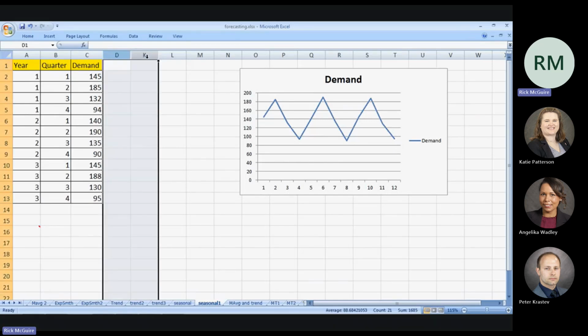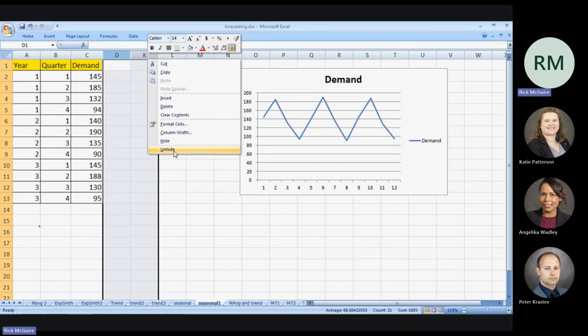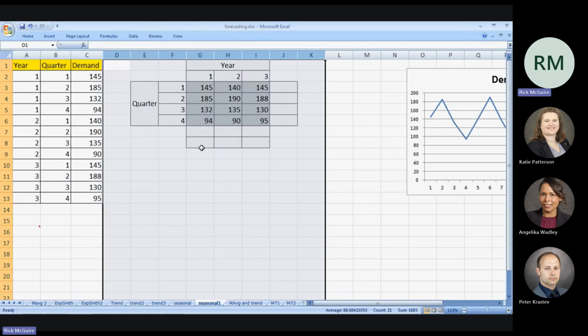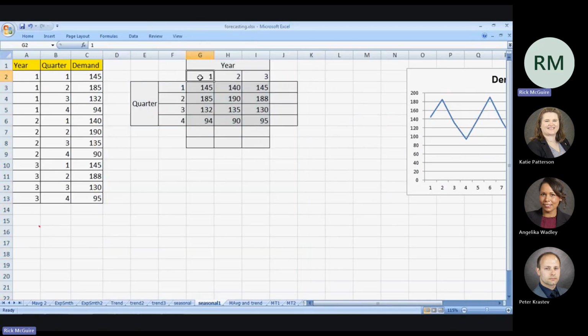Now let me show the table which we already have here. It's just replotted. So there are 3 years here, year 1, year 2 and year 3, and 4 quarters. Those are the seasons. The seasons need not be 4 quarters. They can be each day of the week. They can be every hour in case of McDonald's.